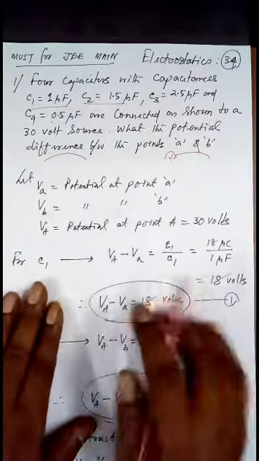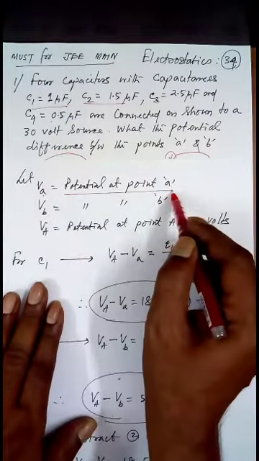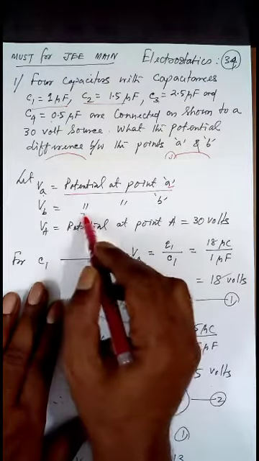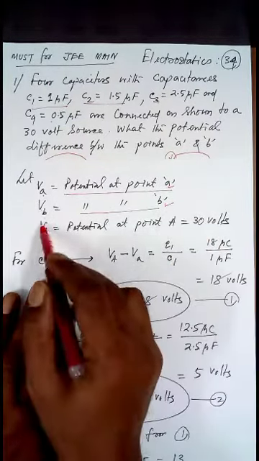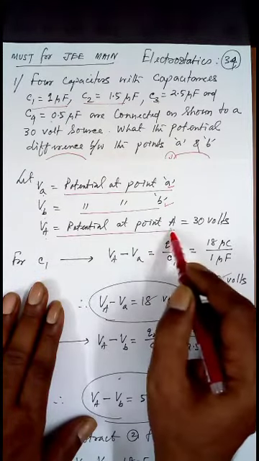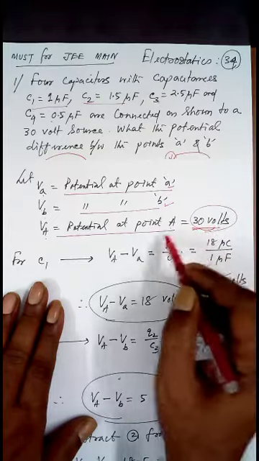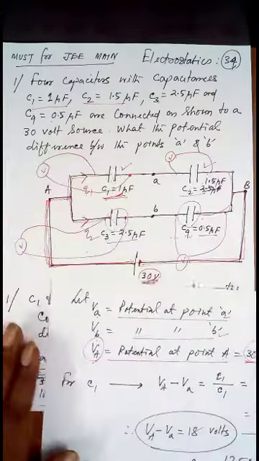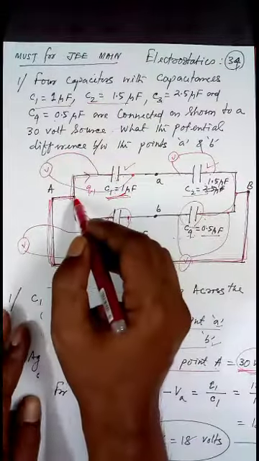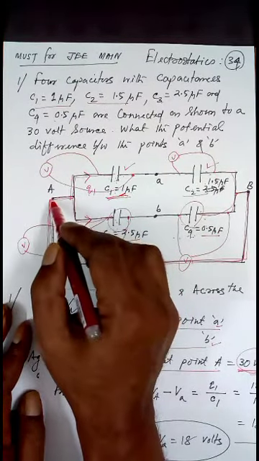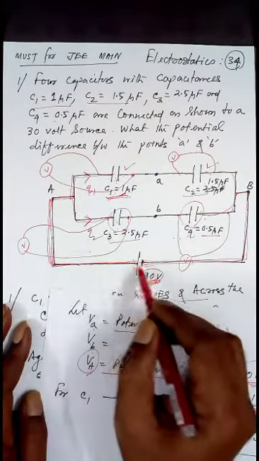Let V small a be the potential at the point small a, V small b the potential at small b, and V capital A the potential at A. That is the same thing as 30 volt. We will not use this, we will just use this. Look, how this point is the same thing as this point. All these points are at the same potential, 30 volt.